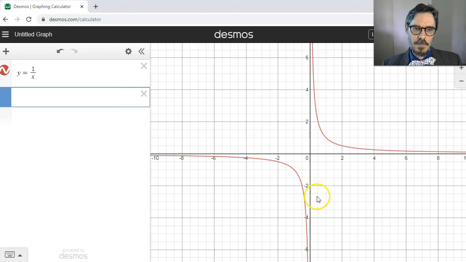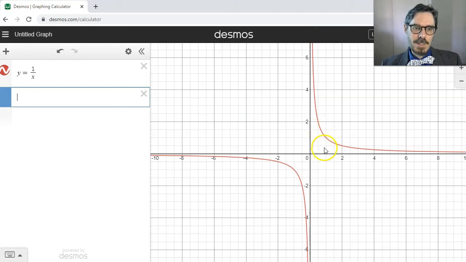How did that happen? Well, as x approaches 0 from the left, I've got 1 over a very small negative number. So I've got a very large negative result. And as I approach 0 from the right, then x is very small but positive. So I end up with a very large positive fraction. So I end up here.